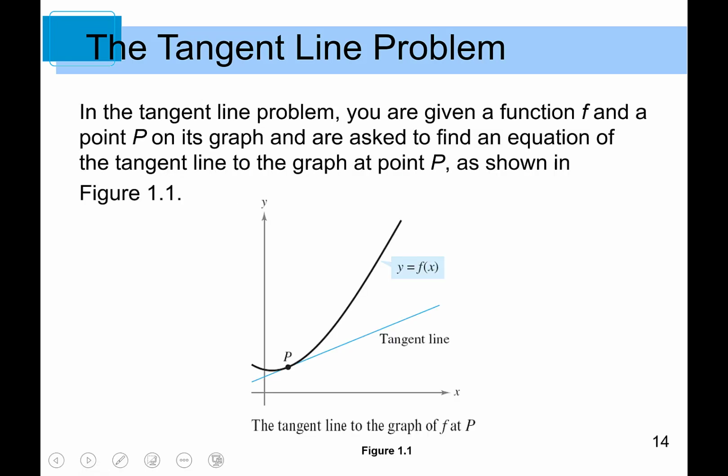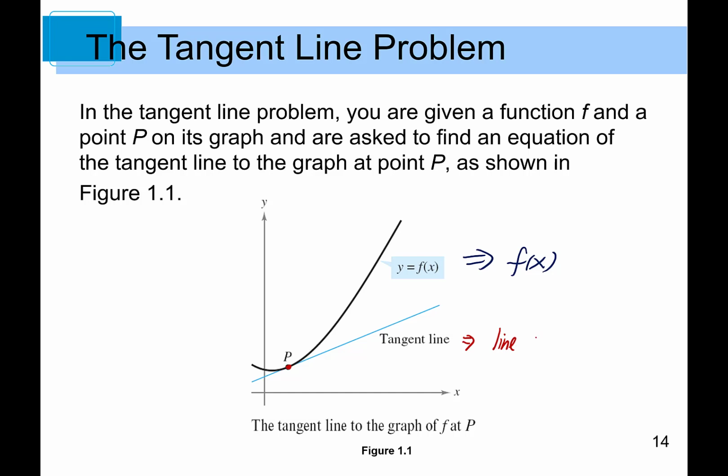In the tangent line problem, you are given a function f of x. In this case, this is our function. And a point P, in this case, point P is right here on this graph, and you are asked to find the equation of the tangent line to the graph at point P, as shown in figure 1. The key thing is the tangent line also is a line.